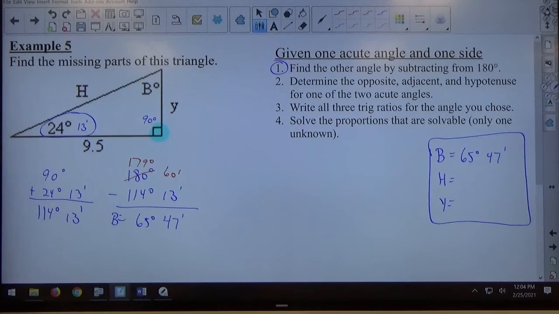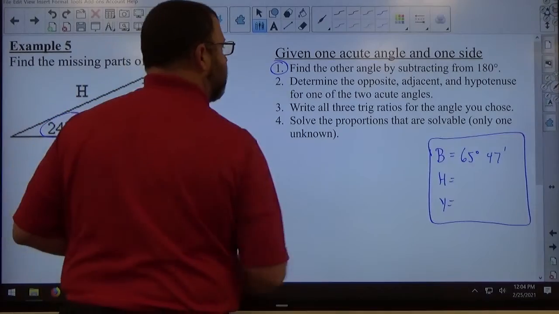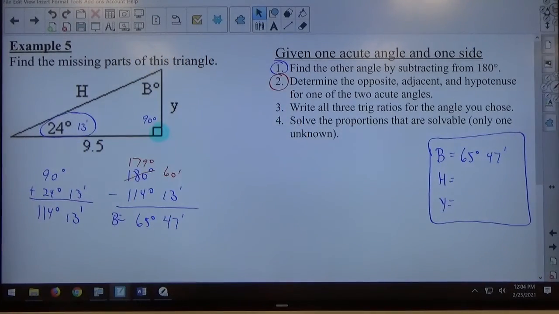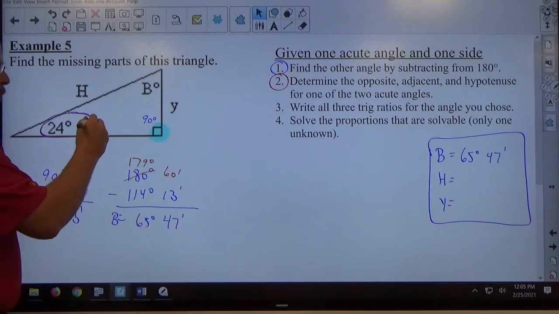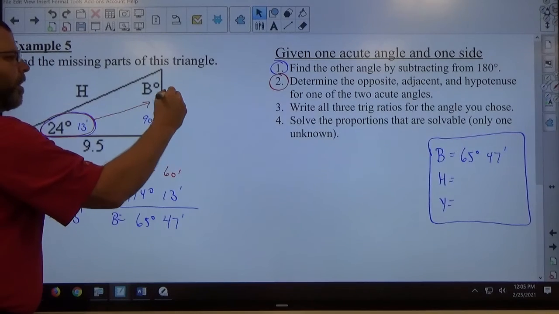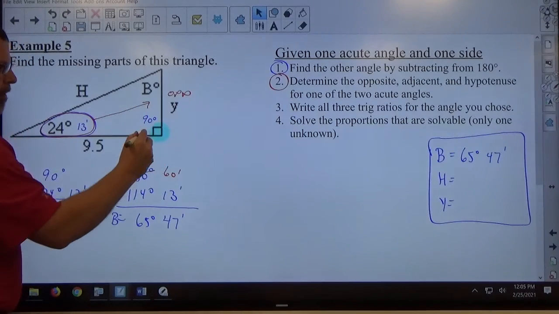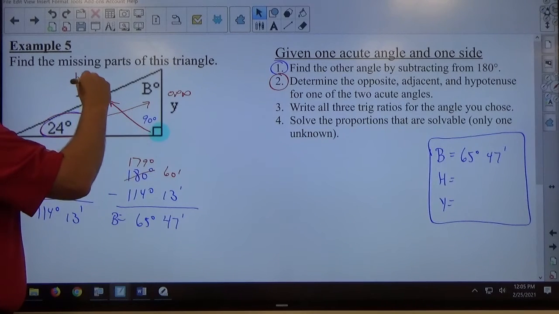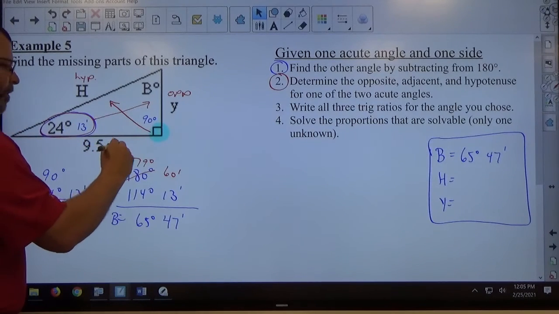And for the acute angle I pick, this is step 2 that I'm doing right now, I want to determine the opposite side, the adjacent side, and the hypotenuse for one of those acute angles. So again, I'm focusing on this acute angle here. It doesn't matter which one you pick, just pick one. If I go across the triangle, that's the opposite side. If I start at the right angle and go across the triangle, that's the hypotenuse. And the remaining side is the adjacent side.